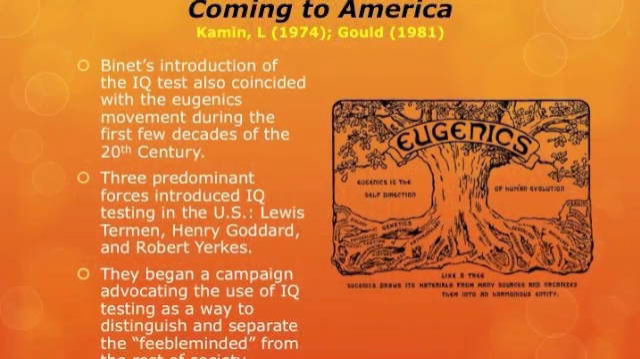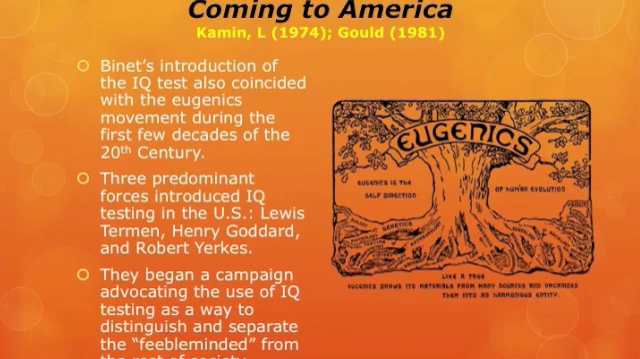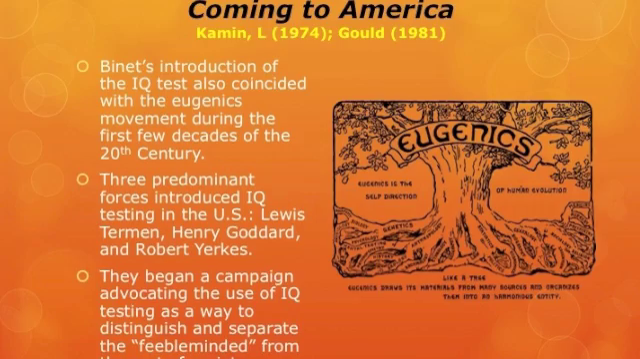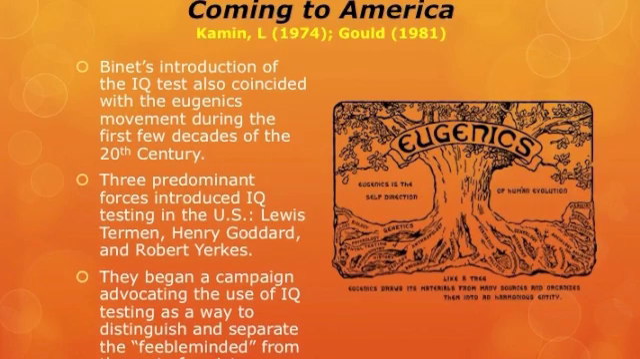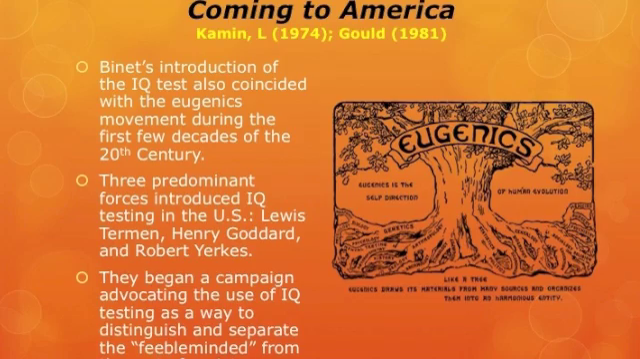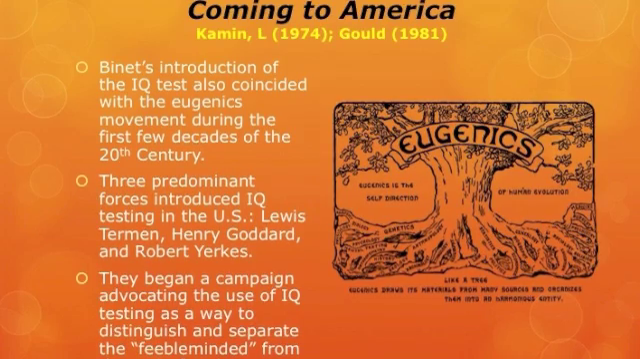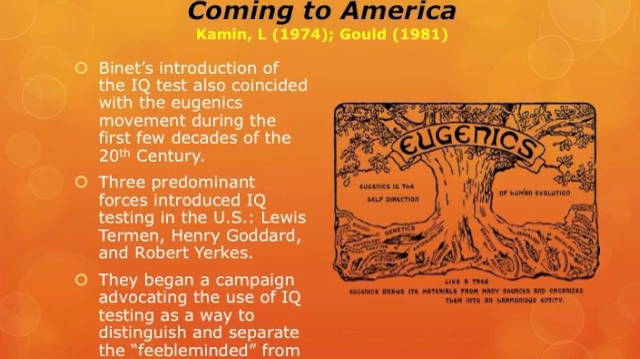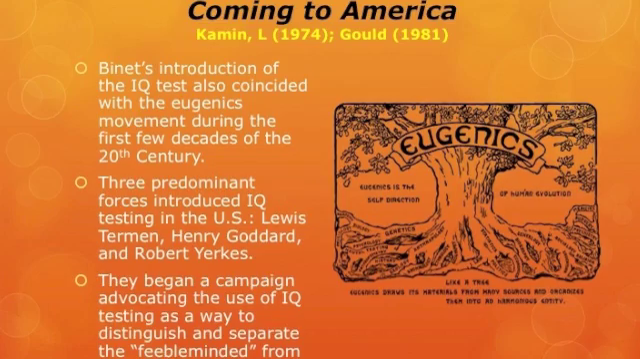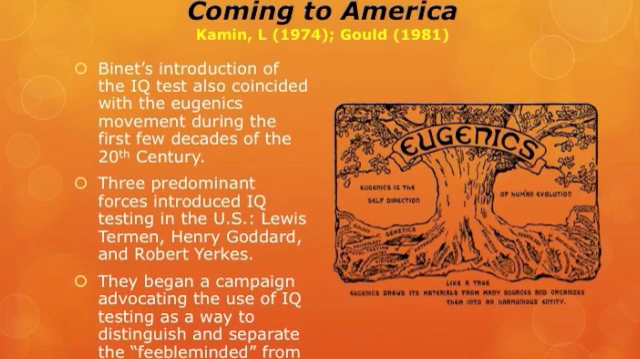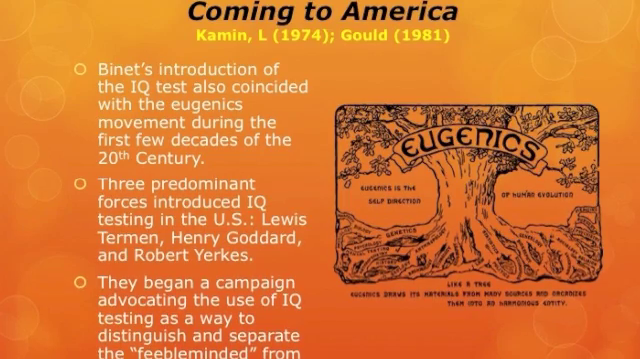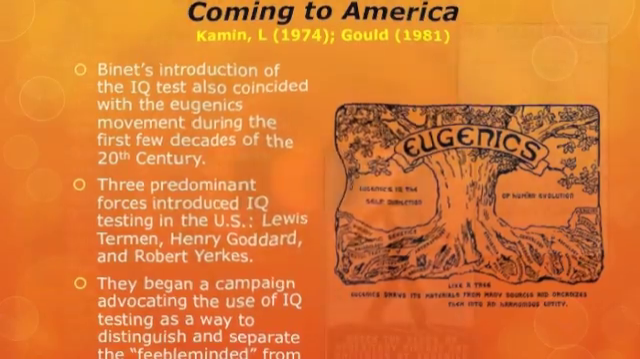shortly after his death. Binet's introduction of the IQ test also coincided with the eugenics movement during the first few decades of the 20th century. This movement advocated the use of practices aimed at improving the genetic composition of a population. Three predominant forces, Lewis Terman of Stanford, Henry Goddard at the Vineland Training School in New Jersey, and Robert Yerkes at Harvard, began a campaign promoting the use of IQ testing as a way to distinguish and separate the feeble-minded from the rest of society.